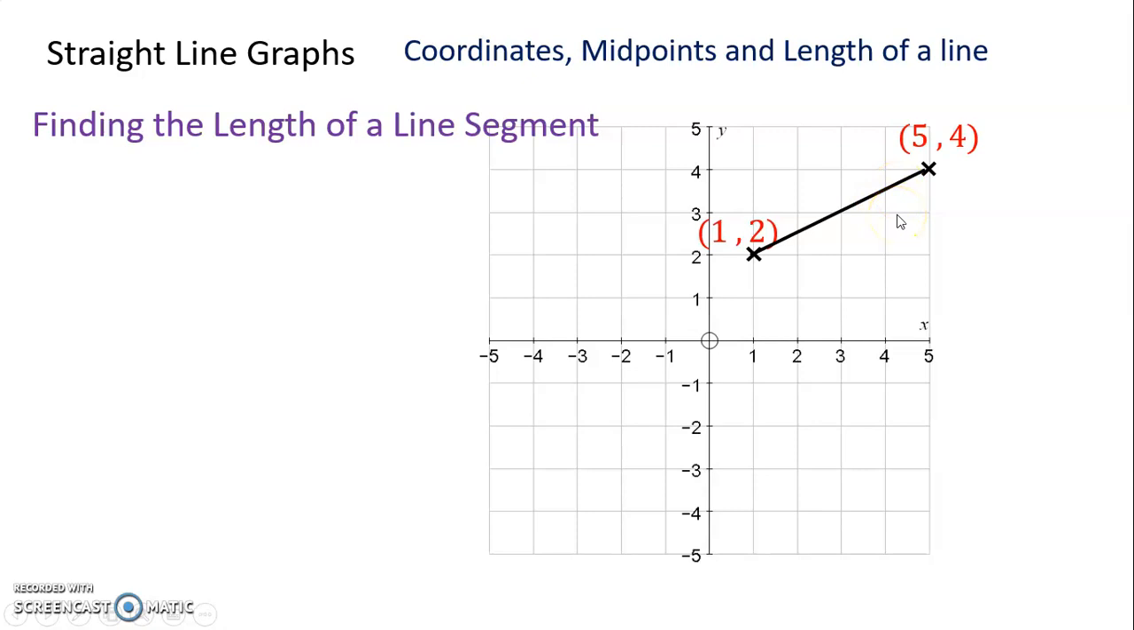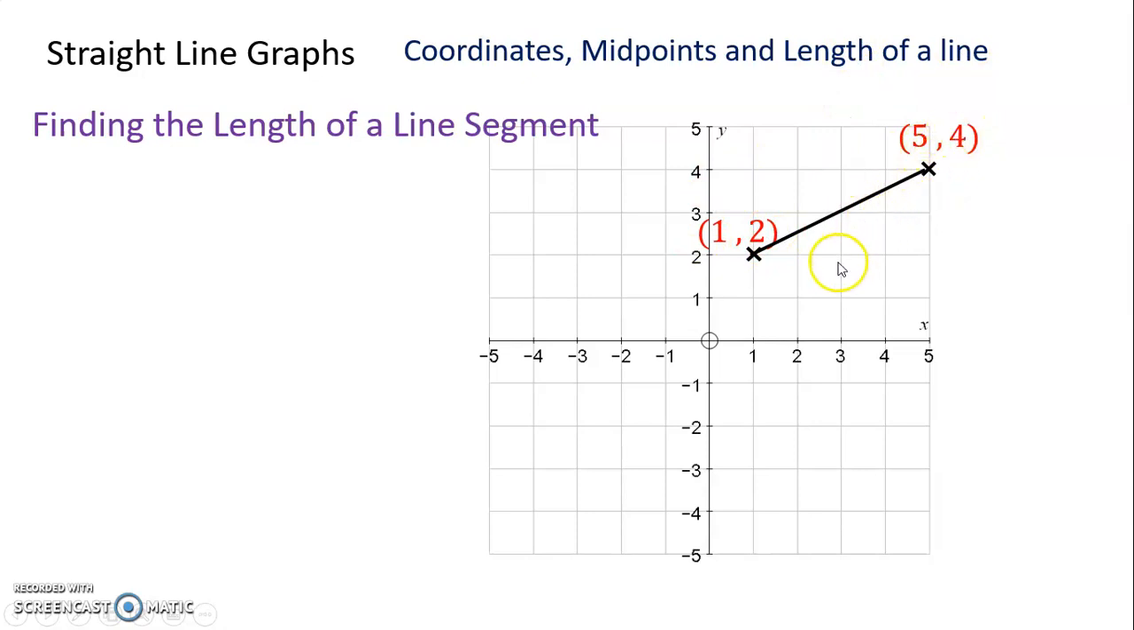Now sometimes in a question you might just be given 2 points and you might be asked to find the length of the line that joins them. And sometimes you might be given a grid with a line and asked to find the length of the line. So you need to be able to do it both ways. But however the question is phrased, it is all about the coordinates at the end of the line.